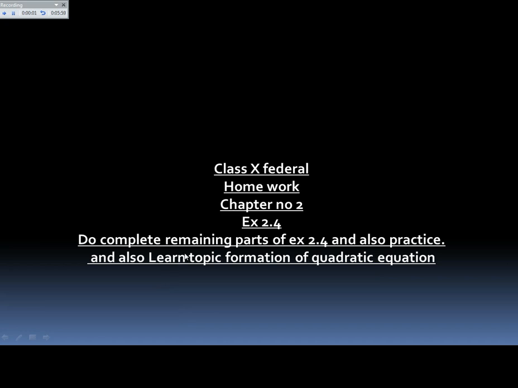Class Matric Federal Board, homework: chapter number 2, exercise 2.4, complete the remaining parts of 2.4, and also practice the topic formation of the quadratic equation.